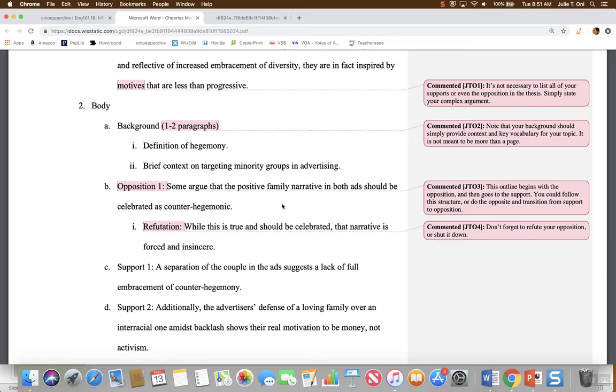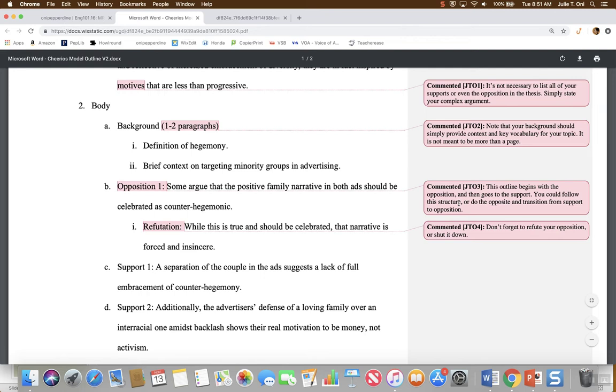Of course, the oppositional point from SOLG's analysis is some argue that the positive family narrative in both ads should be celebrated as counter-hegemonic. So note my setup here. Some argue, this isn't the exact way SOLG phrases it, but it's the way that I like to see this done in an essay because this suggests that it's the opposition, right? Some argue means this is not my perspective, this is what other people say. And so some argue, many believe, a common perspective. Again, it's saying this is not my perspective.